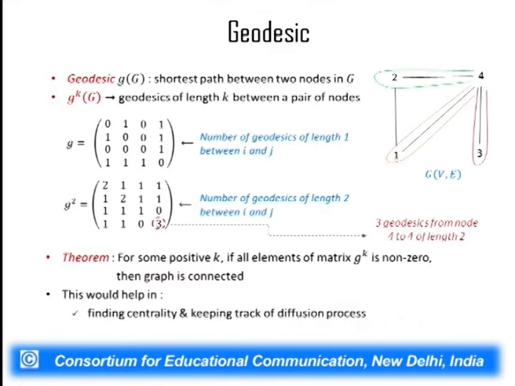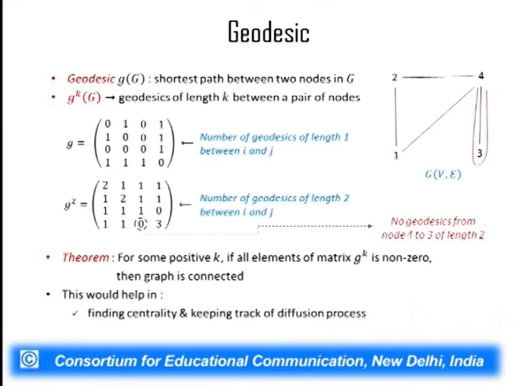Let's see one example. In the G square matrix, you can see that the 4 cross 4 element says there are 3 geodesics from node 4 to 4 of length 2. That is, we are on node 4, and if you want to reach itself, there are 3 ways, and all these 3 ways are of length 2. Let's see how. At node 4, you can go to node 2 and then come back to node 4. That is a path of length 2. And how many such possibilities? 3, via 2, via 1 and via 3.